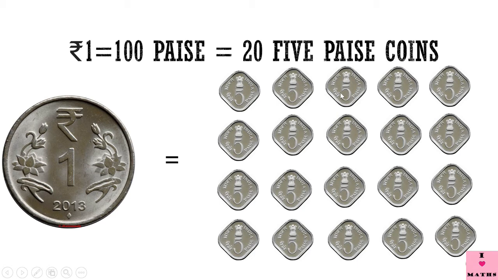So you can do it like this also. 5 plus 5 is 10, plus 5 is 15, plus 5 is 20, plus 5 is 25. So in this row, there are 25 paisa, plus 25 paisa is 50 paisa, plus 25 paisa is 75 paisa, plus 25 paisa is 100 paisa. So rupee 1 is 100 paisa or 25 paisa coins. Okay, let's move further.